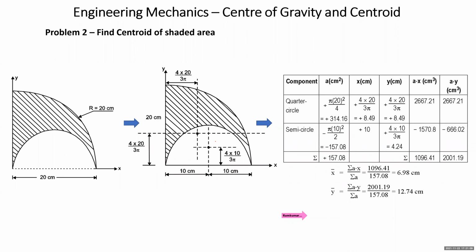Well, students, we move on now. In the first problem, we learned how to deal with rectangles. In the second problem, I'm going to come across a quarter circle and a semicircle. What are we going to come across? A quarter circle and a semicircle.